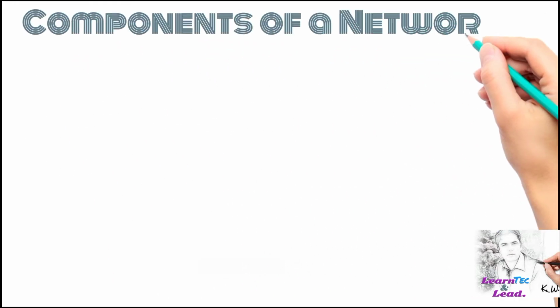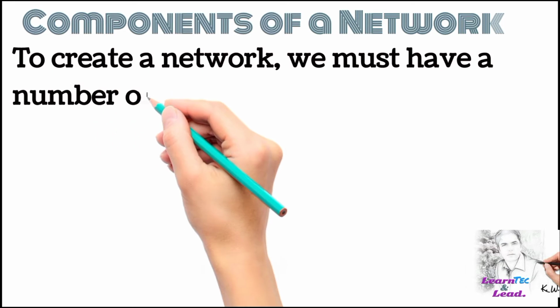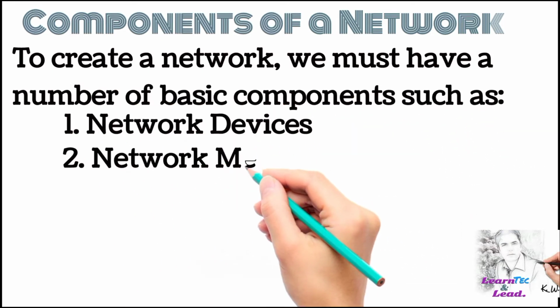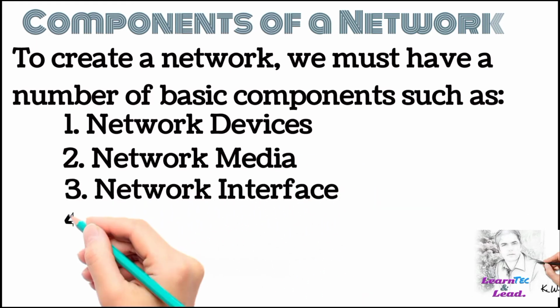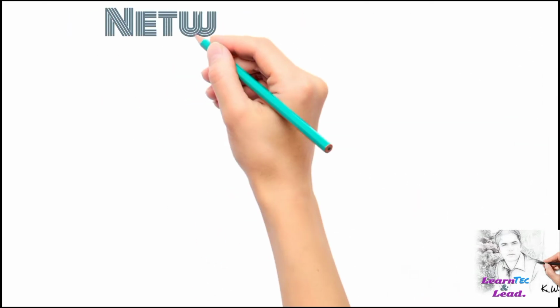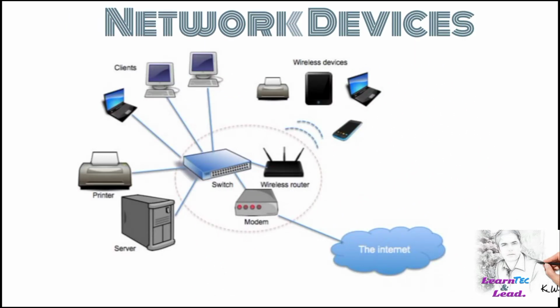To create a network, we must have a number of basic components such as network devices, network media, network interfaces, and network protocols. When we talk about network devices, we may think about a group of computers connected together, but a network can also include other items such as servers, printers, mobile phones, and routers and switches. We call these devices as nodes or hosts.